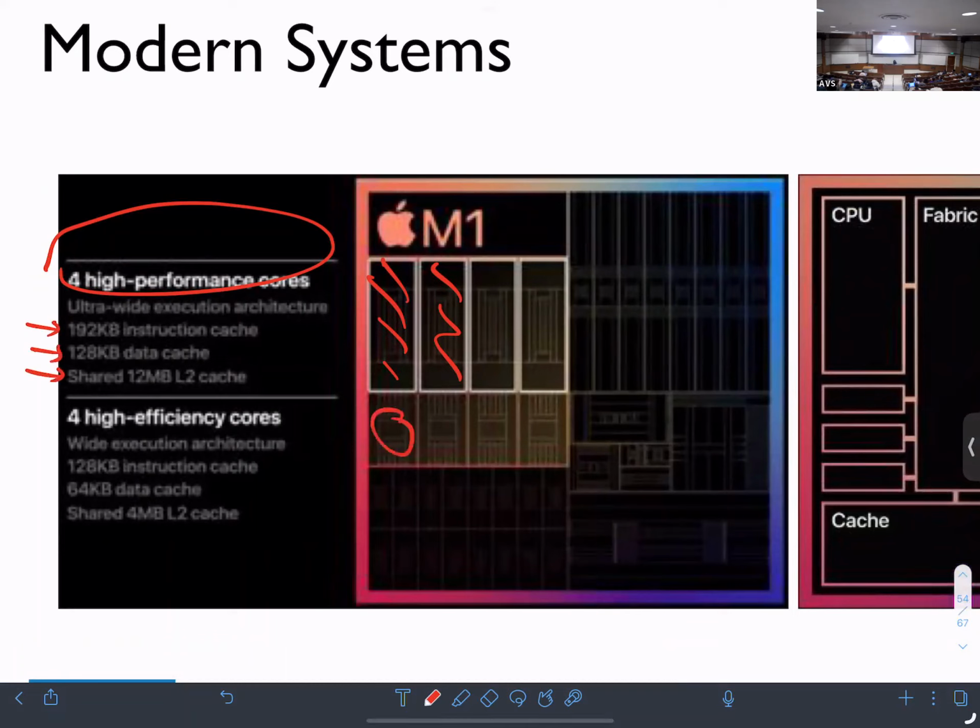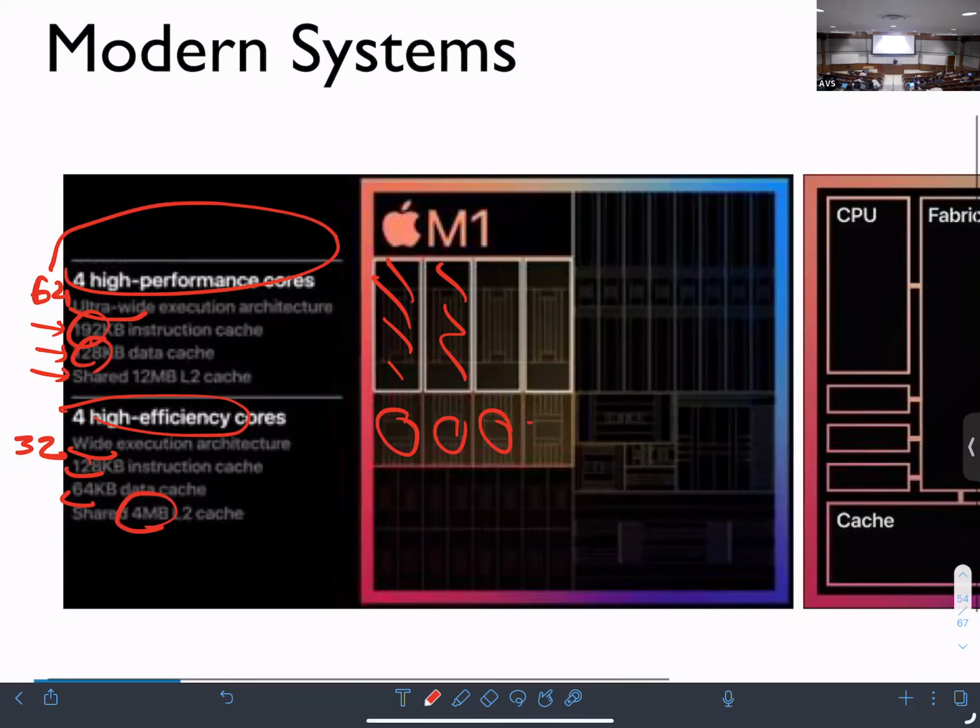These are smaller cores, which Apple calls high-efficiency cores. The difference is that they're smaller in terms of execution. As you can see, it's called ultra wide and wide. My guess is that this probably means 32 and this probably means 64. The instruction cache and data cache are much smaller, as you can see. And the L2 cache for these is also smaller, okay?